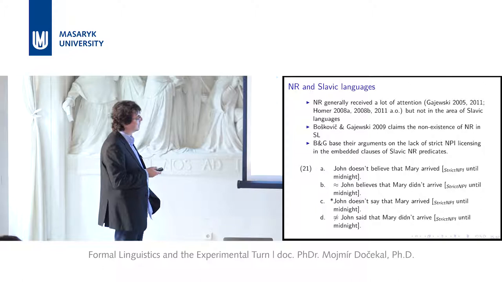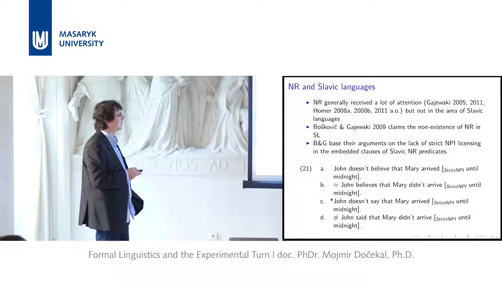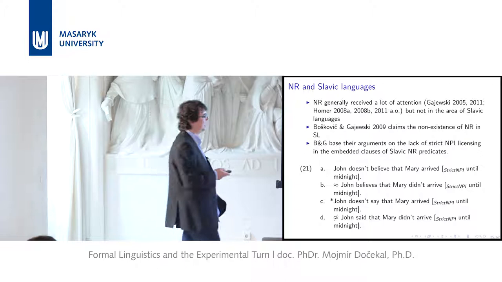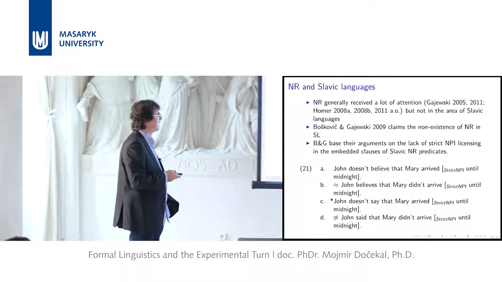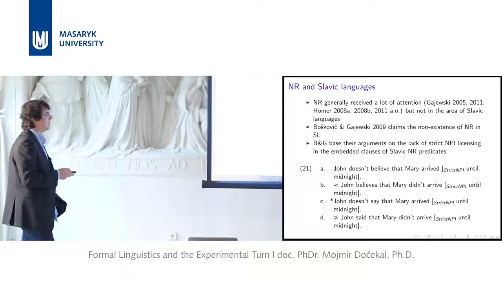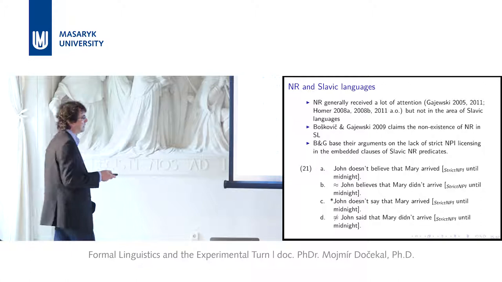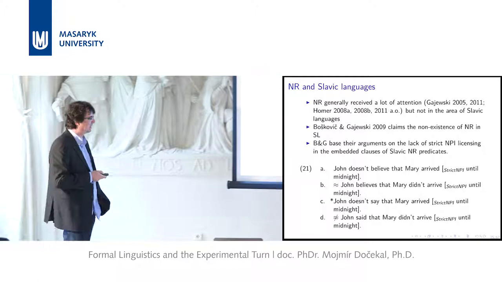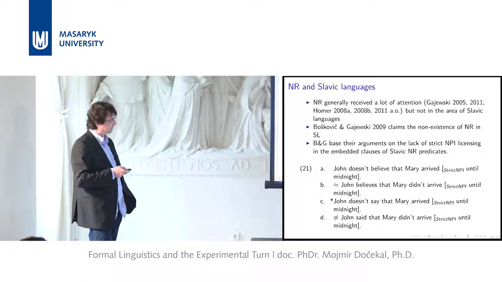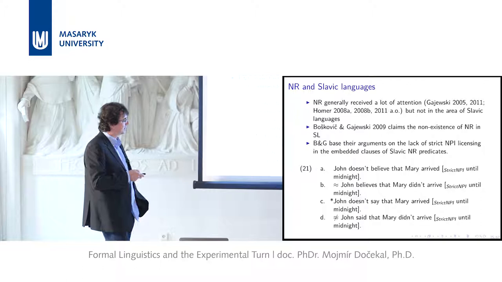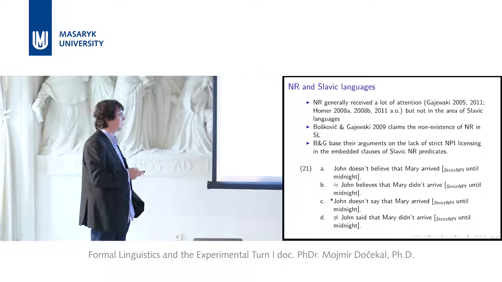So if you say in English something like, John doesn't believe that Mary arrived until midnight, that sentence is perfectly acceptable. And it means something like, John believes that Mary didn't arrive until midnight. So you understand it this way. And because you understand it this way, you have the negation here, the strict NPI until midnight is grammatical. But if you say something like, John doesn't say that Mary arrived until midnight, this sentence is pretty weird for English speakers. What changed is that this neg-raiser predicate was substituted with a communication verb, which is not a neg-raiser. So the negation stays here, and because it is too far away from the strict NPI, the sentence becomes ungrammatical.